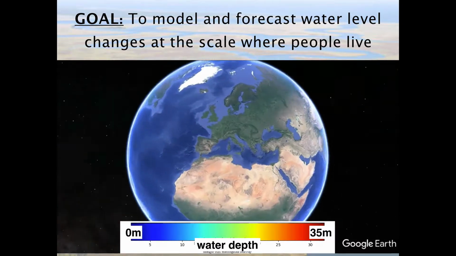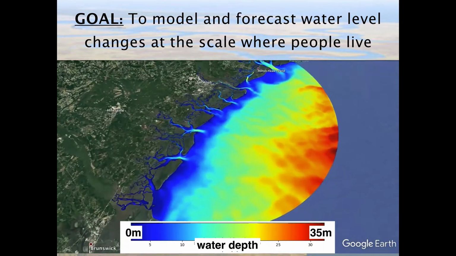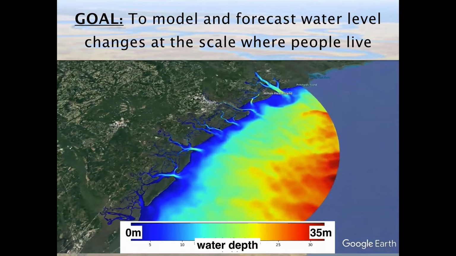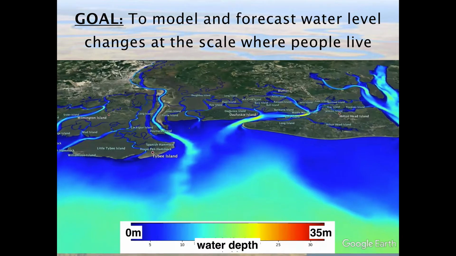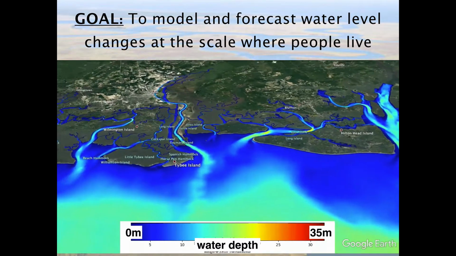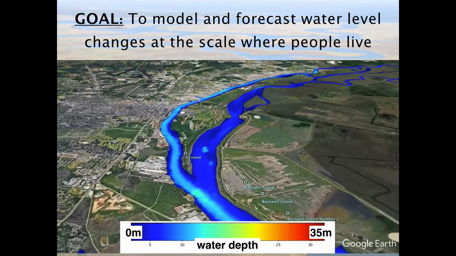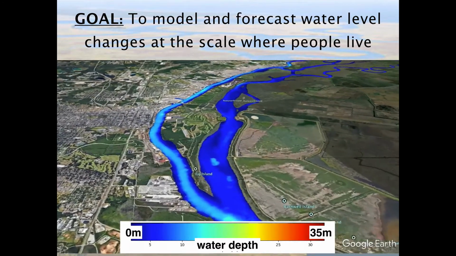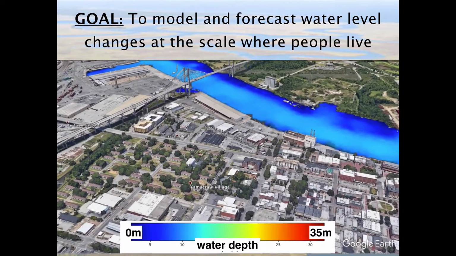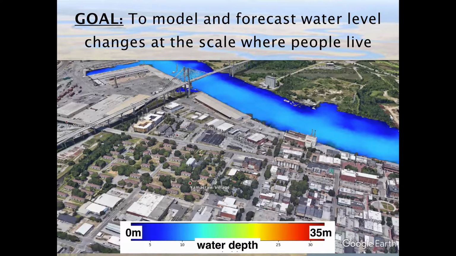So why do we have a model? The goal of this project is really to model and forecast water level changes at the scale where people live. Here's an animation showing the model domain, where we actually do the computation and integration. You're looking at the water depth at different scales. As we zoom in, you can see that the model is able to capture changes in the water at the scale where exactly people live. This is downtown Savannah. For the city of Savannah, the resolution inside the channel is about 10 meters, which allows you to capture all the variability in the channels.